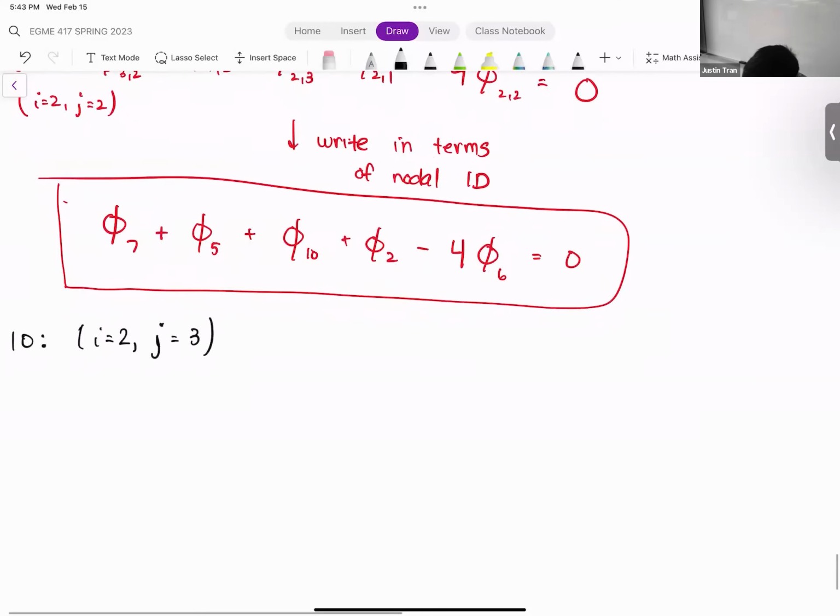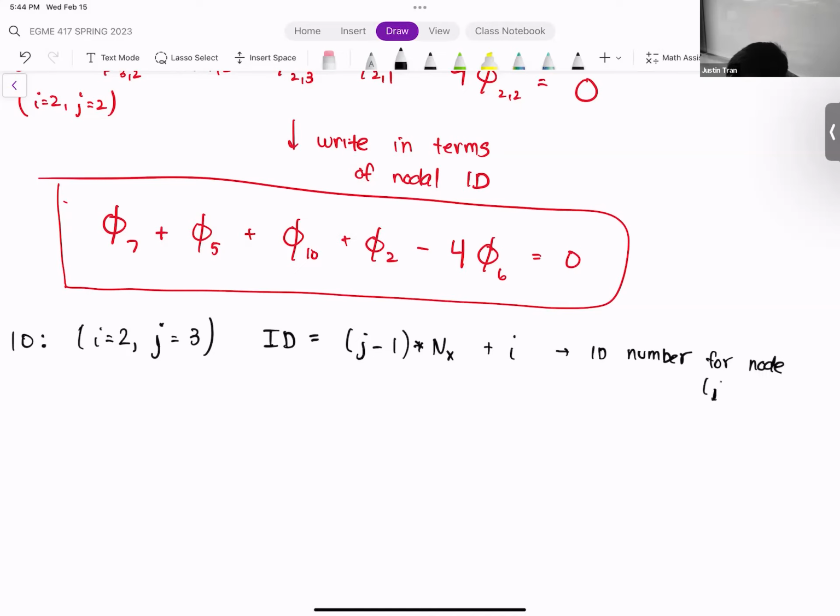And so let's bring this equation back. Remember, we had a formula from last time that helped us in computing the ID numbers. ID was equal to J minus 1 multiplied by NX plus I. So this is the ID number for node I comma J.